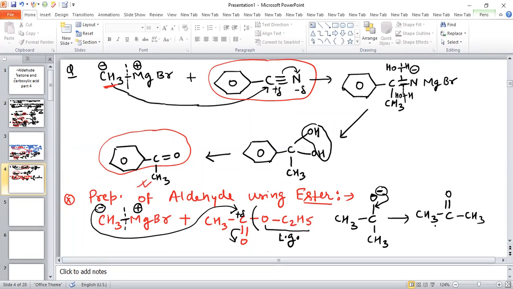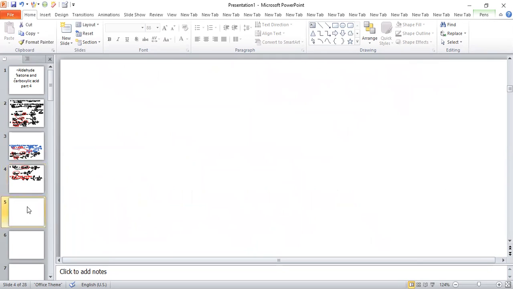Which is CH3, C double bond O and CH3. So the ketone is obtained as a product in this case. Now see what happens. See another reaction related to this.